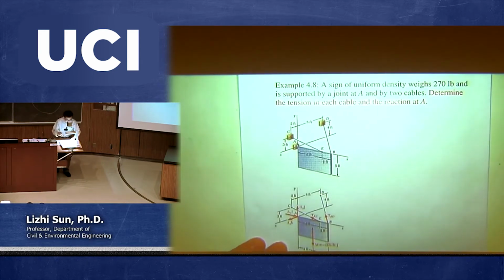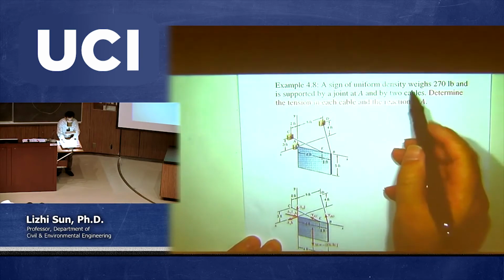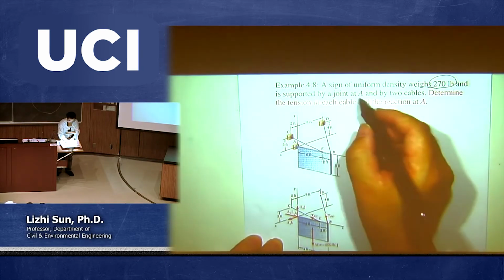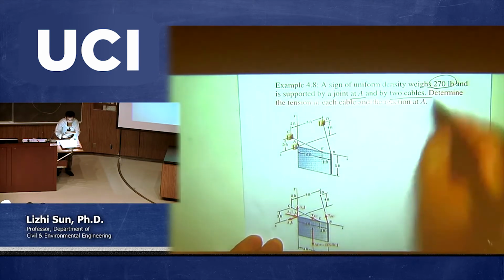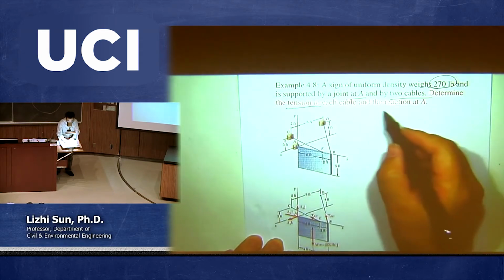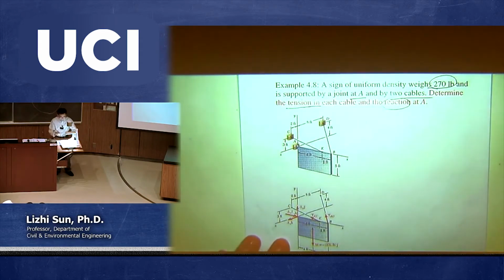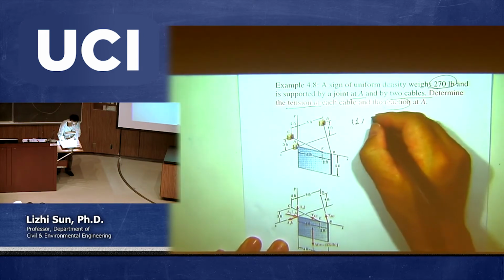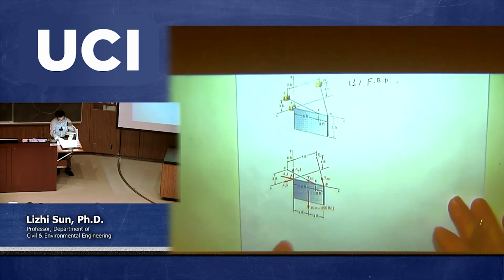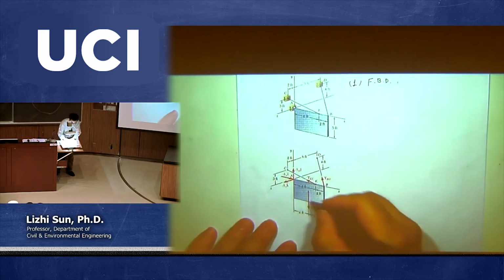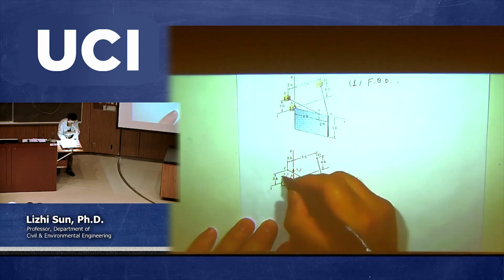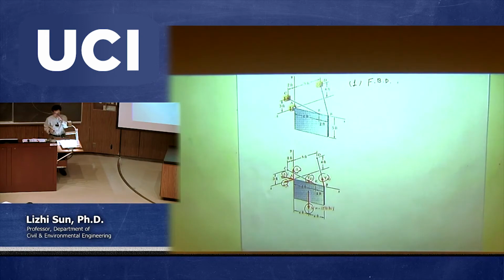Okay, same thing. A sign of uniform density with a self-weight of 270 pounds, supported at joint A and also with two cables. We need to calculate the two cable forces and also the reaction at point A. The first step is to plot the free body diagram. So I'm basically just copying that free body diagram here. We have this force, these two cable forces, and these three reaction forces.